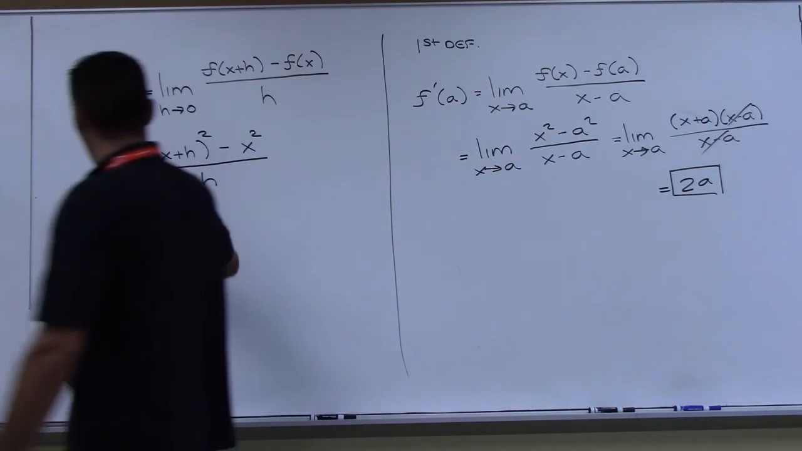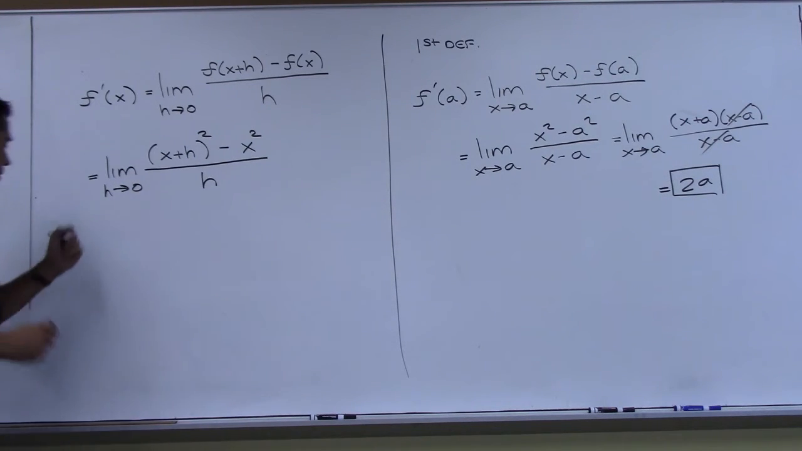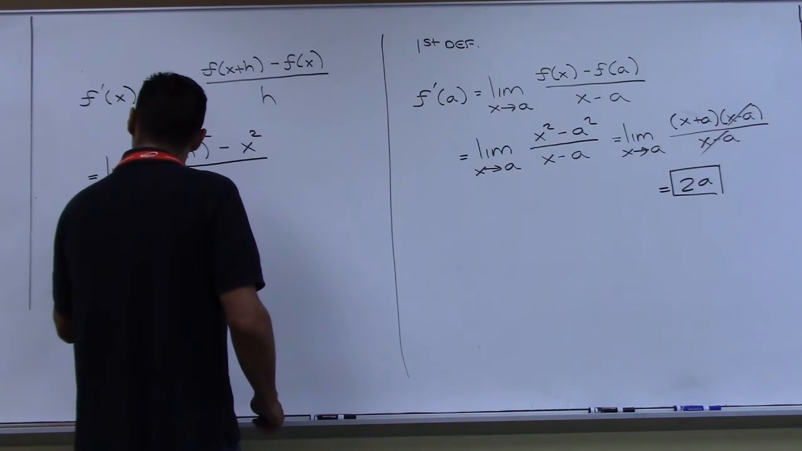Okay, so I stalled enough here. Did you all figure out what was the algebra? What was the difference in the algebra here? You have to expand that out first. Limit h goes to 0.